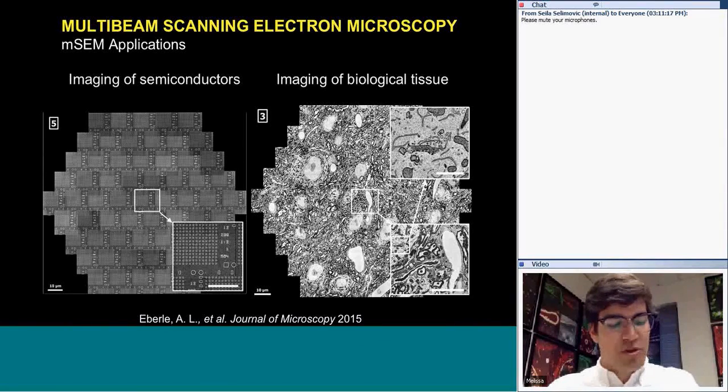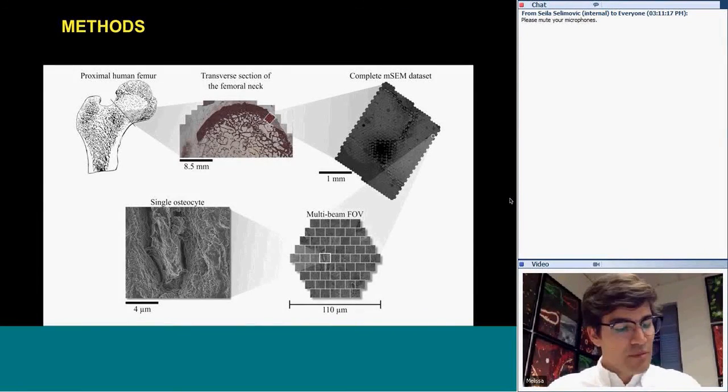So this microscope has drawn interest within the scientific and technology community, particularly in the assessment and detection of nanometer-sized defects in silicon wafers, in areas related to brain connectomics, and as we will see in this presentation, also in cross-scale musculoskeletal mechanobiology.